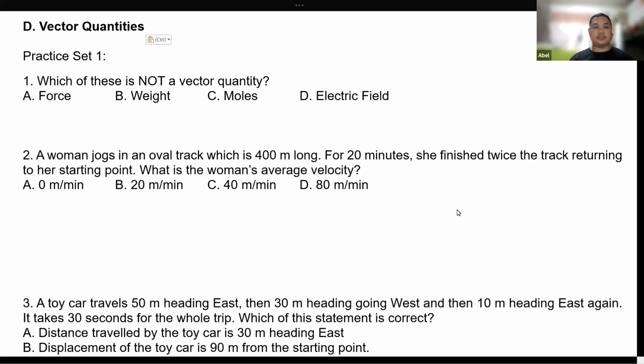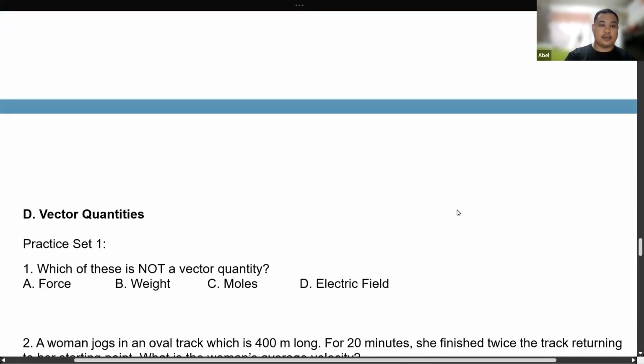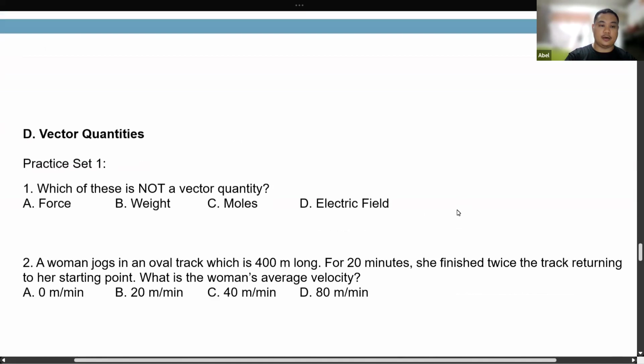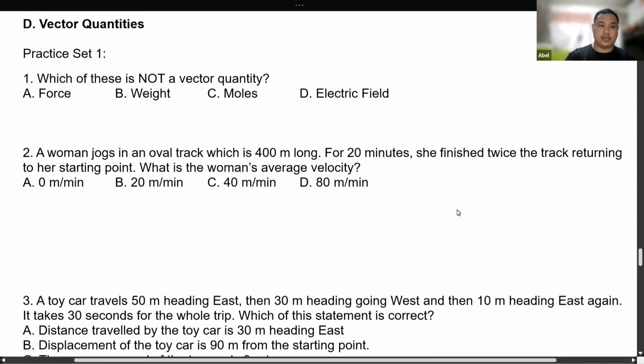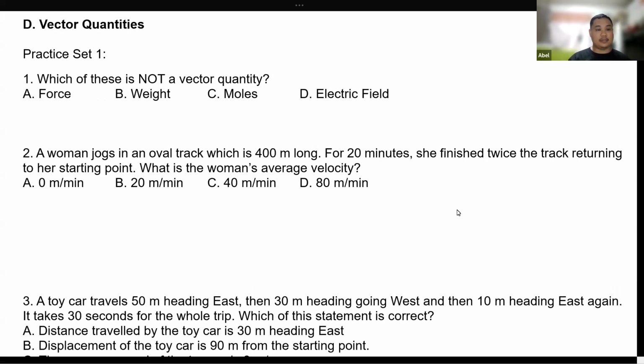Okay, this time let's tackle practice set one for the vector quantities. Again, we are in the physics discussion, and our review is on the basic mathematical techniques in physics, and again, vector quantities. Now, let's try to answer practice set one.